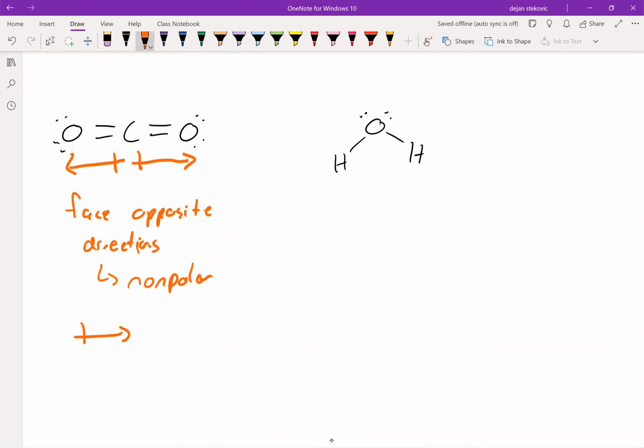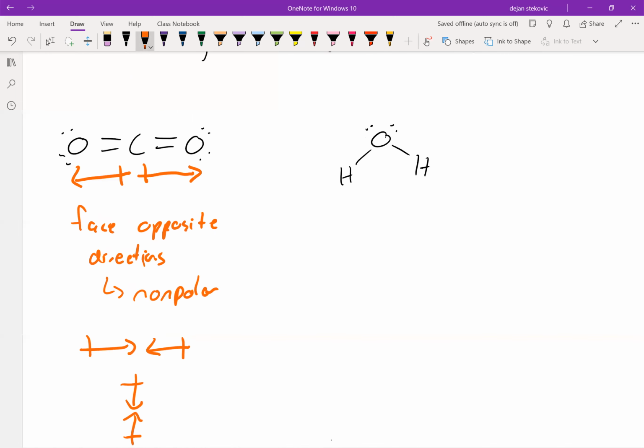Another example of this would be if they're both facing towards the middle. One is still facing towards the left, the other is still facing towards the right, so they cancel out. Or one is facing down, the other is facing up, they cancel out, that kind of thing.